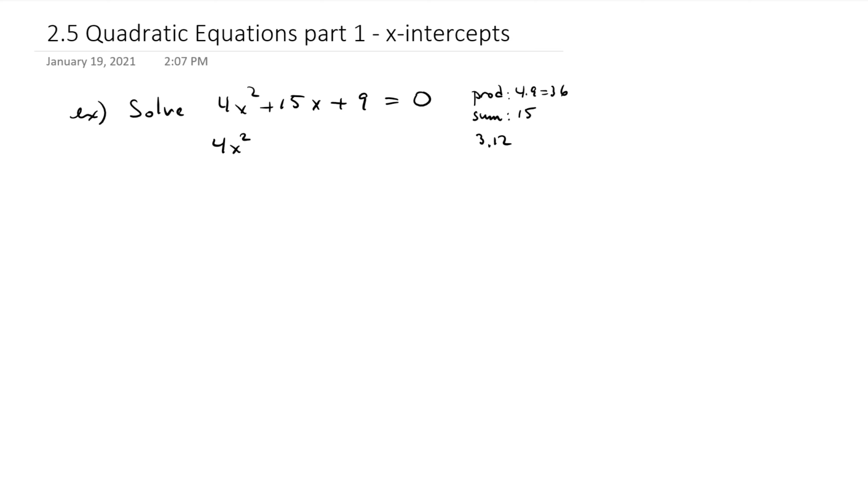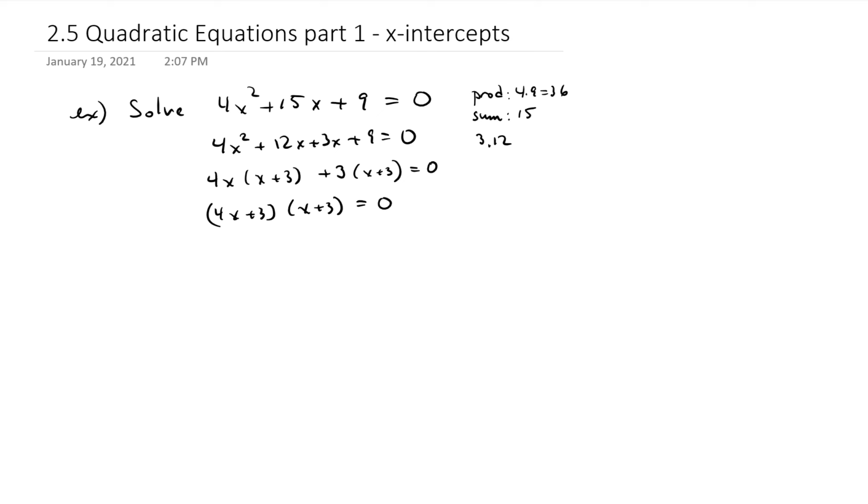So 4x squared plus 12x plus 3x plus 9 equals 0. You split the middle term and factor by grouping, like that. It's going to work if you find x plus 3 in both terms. If that's not the case, that means you picked the numbers wrong. But here it works. Keep factoring, and now I use the zero product rule.